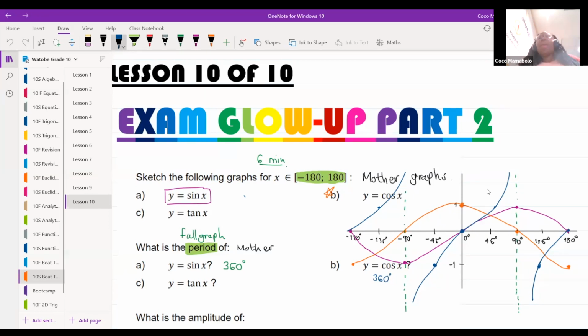180. Beautiful. I see you, Ovayo, and I hear you, Jasmine. Beautiful. To draw a full tan graph, it takes 180 degrees. Excellent. And we can see it right over here. I've drawn the full graph between 90 and negative 90. In between these two, that's 180 degrees put together. All right, so we need to remember that.